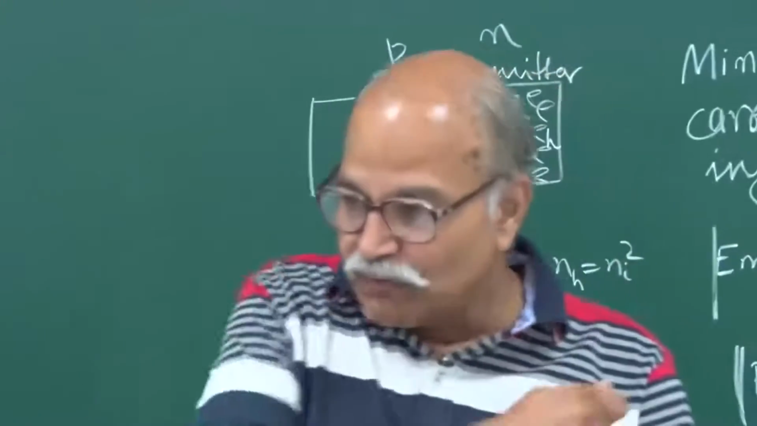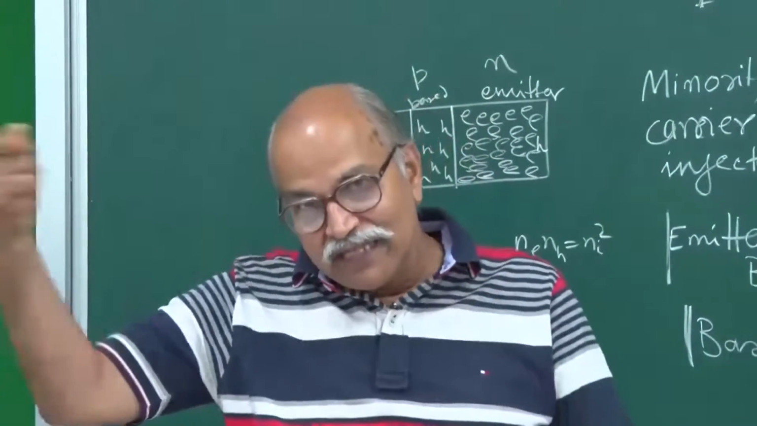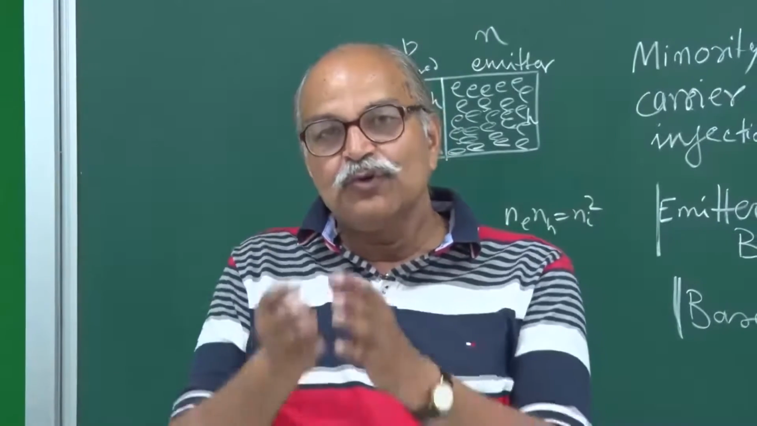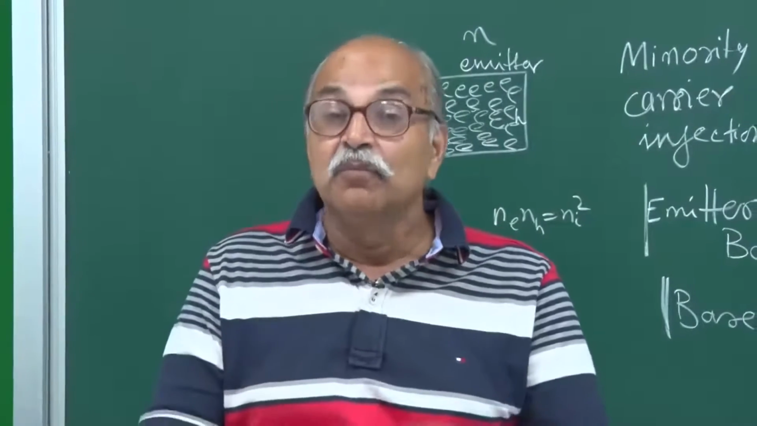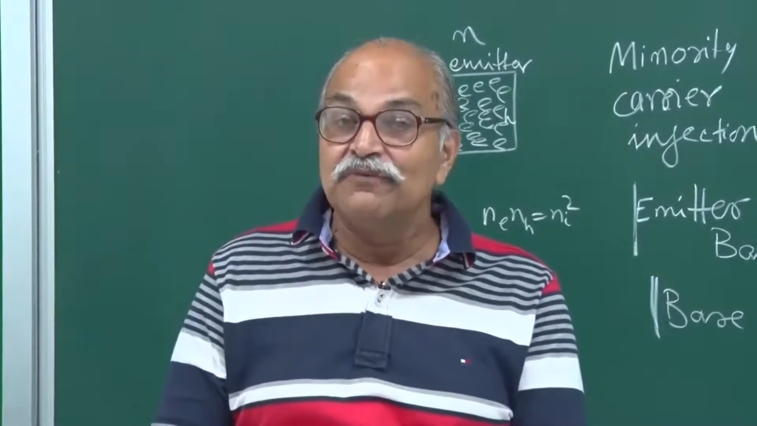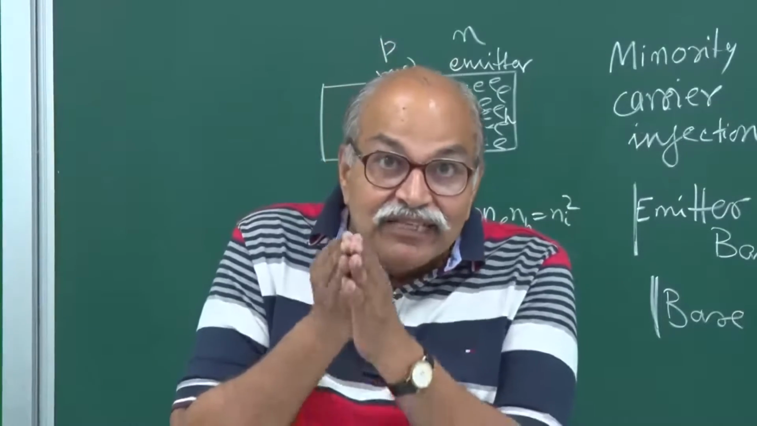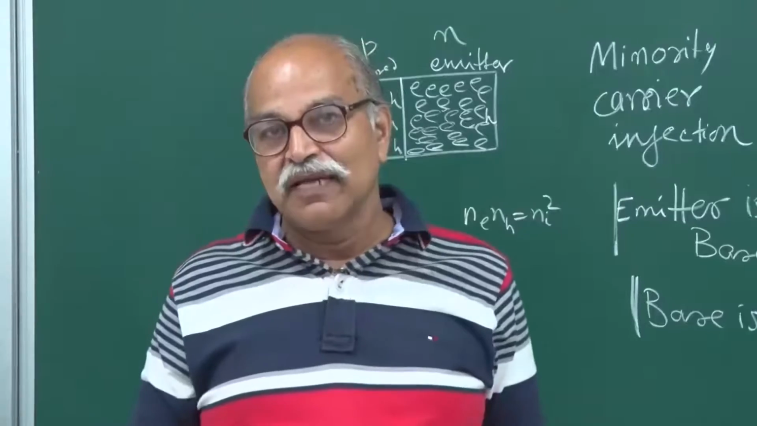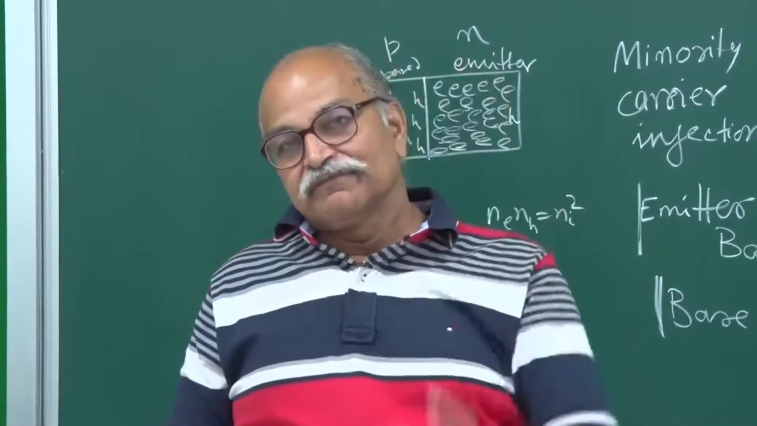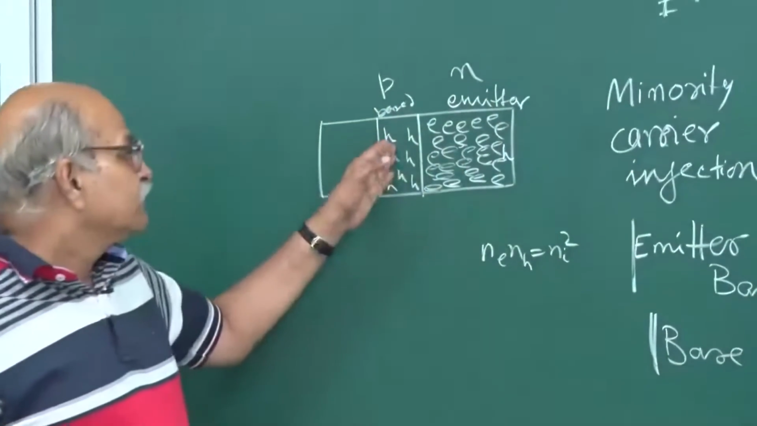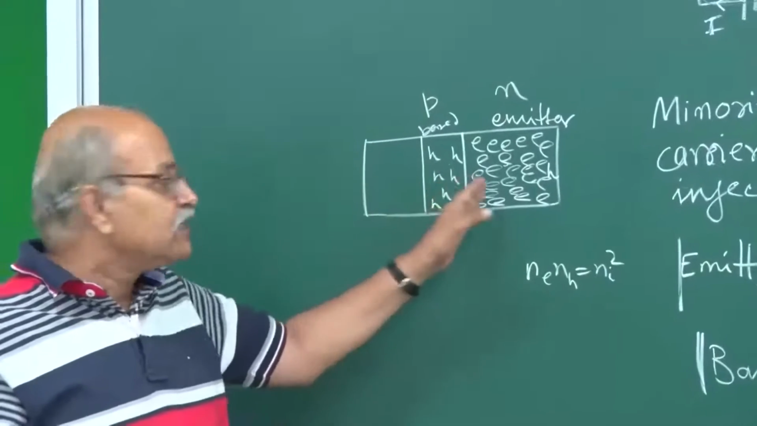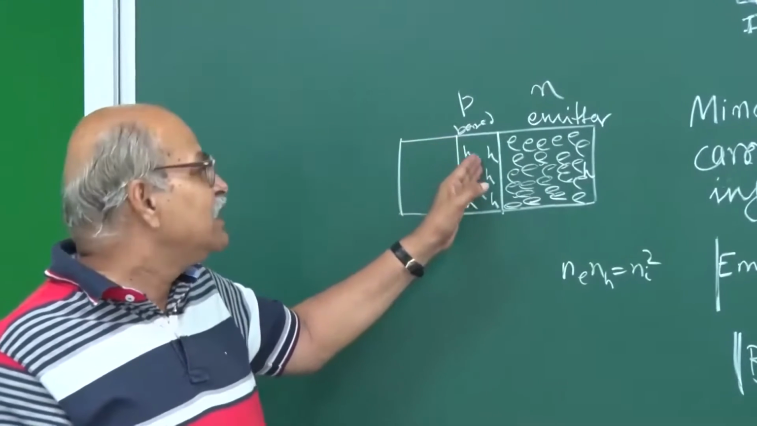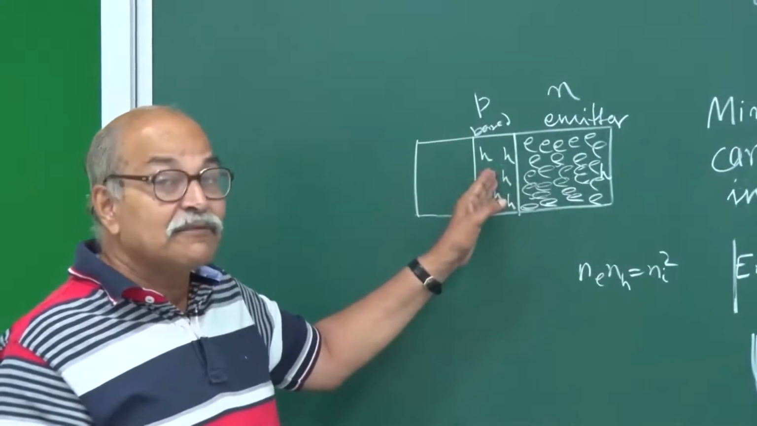They come and they move, and then they combine with those holes, but if you don't allow sufficient time, most of them will not recombine in that thin space. That's why it is made so thin, of the order of micrometers, that these injected electrons just cross through this base region almost without recombining, or a very small fraction of them will recombine.